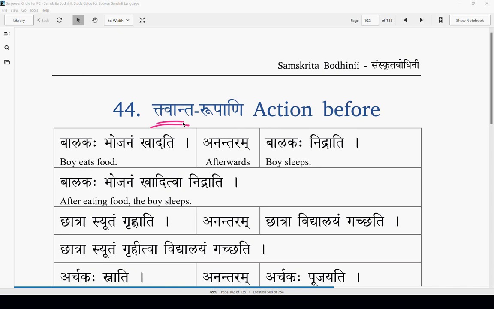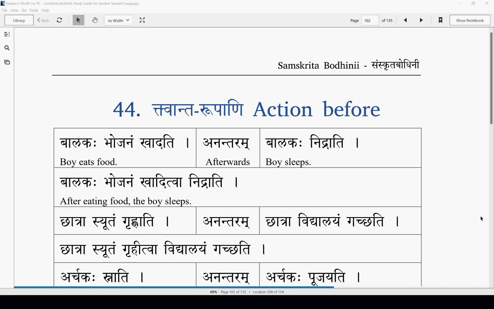Yeah. So if I understand correctly, your question is how to know whether to use twa or lep. Is that right? What is the difference between chapter 44 and 45, where it is the same action before and after? Correct. Yeah, good question. Anybody want to answer? I can try.